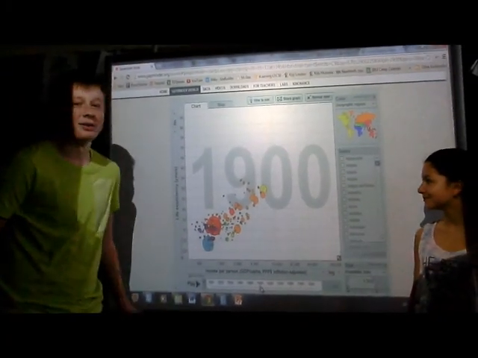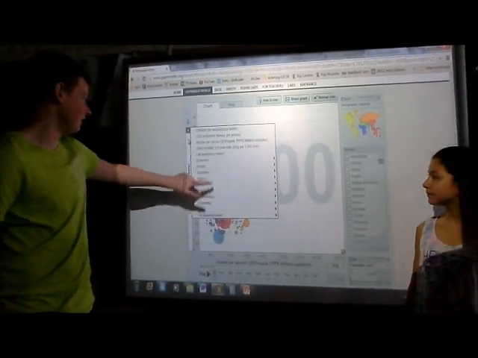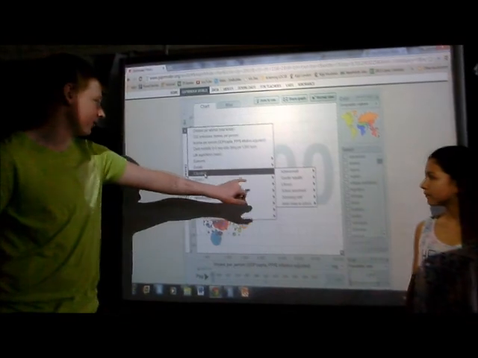This is Gapminder. It was made by Hans Rosling. You have variables on the side. You can choose which one. They go into further detail.